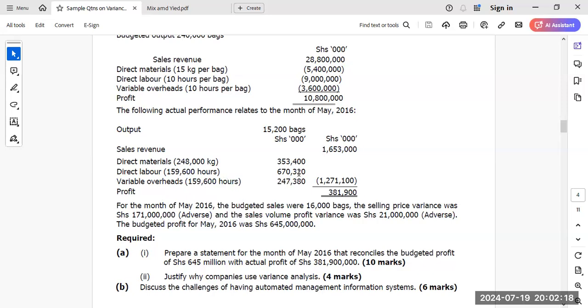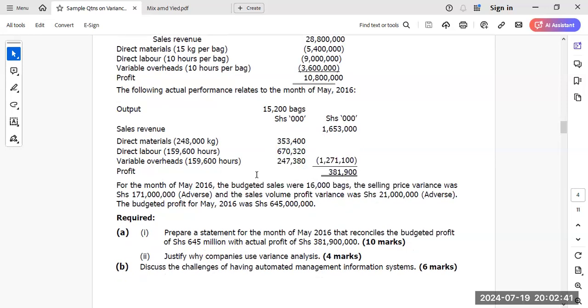They are telling you that here you're given the information. If you want to know the actual price, let's say the actual direct labor cost on every bag, you get this divided by the number of bags.